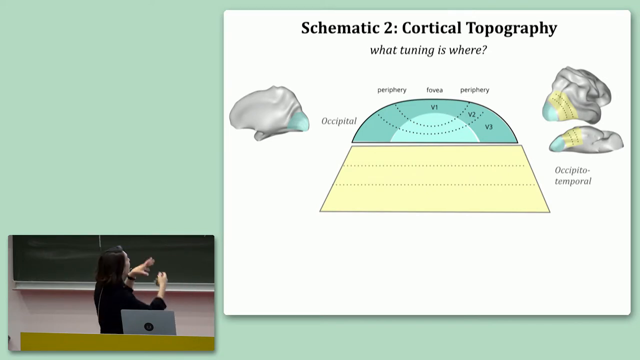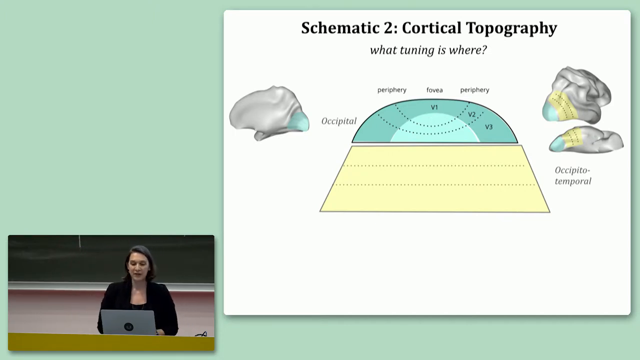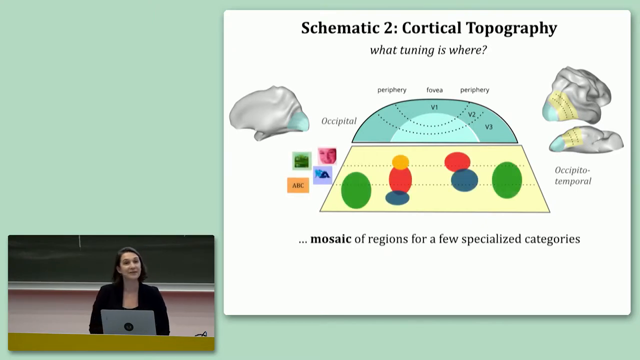If you go around the bend, so if you take the medial cortex and rotate it around, now you're looking at the lateral side. You can see this cortex in yellow is occipitotemporal cortex, and that's where object representation is housed. It, too, has a posterior to anterior gradient, so that's the hierarchy in dashed lines. But if you look at how information is represented here, we know that there is a mosaic of regions that seem to have responses that are highly specialized for a few specific categories: faces, bodies, scenes, letters.